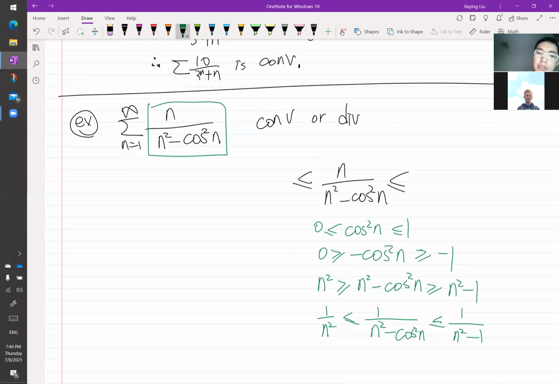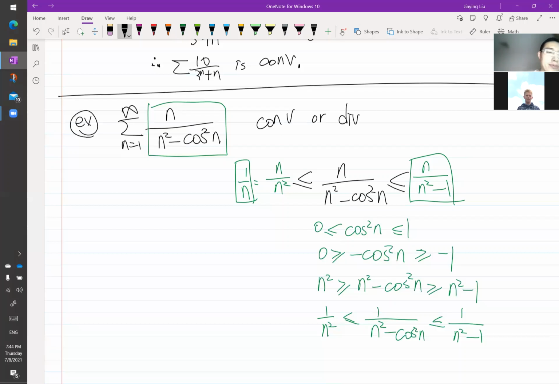And then I'm going to multiply each numerator by n, because n is positive, so nothing changes. The left side is n over n squared, which is just 1 over n. The right side is n over n squared minus 1. So now we have two functions, one is smaller, one is bigger. Let's look at which one we can use. Well, let's try one of them. Let's try with 1 over n.